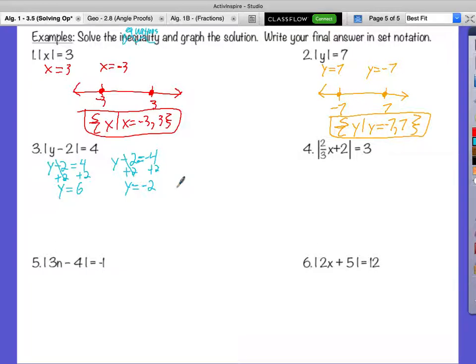That's a common misconception. So with our graph here, what two numbers am I going to place on the graph now? Negative 2 and 6. And I'm going to put closed circles. Are there any arrows here? No, it's not an inequality, it's an equation. For my set notation, y such that y is equal to what, comma, what? Negative 2, comma 6.